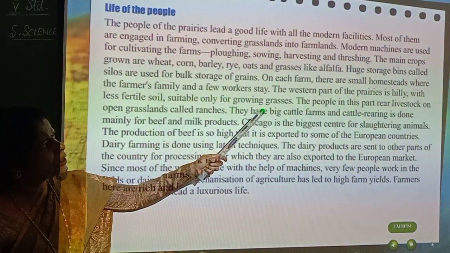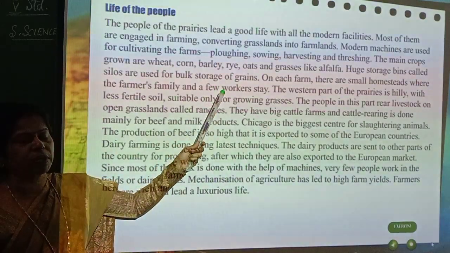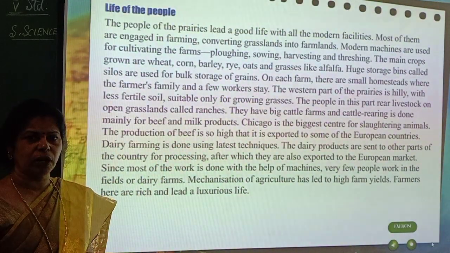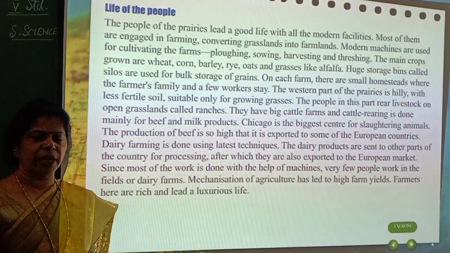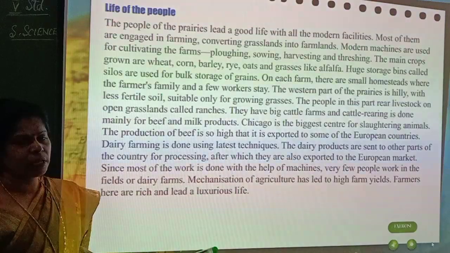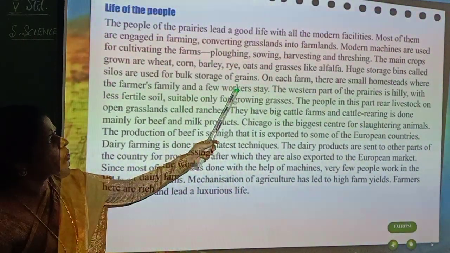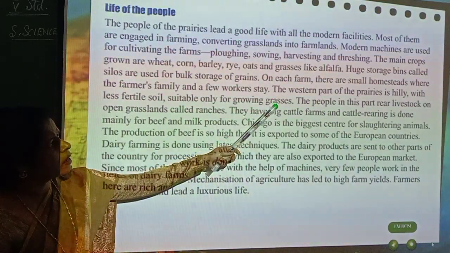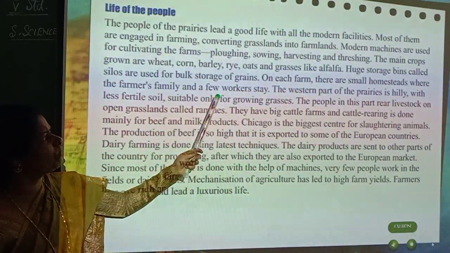Huge storage bins called silos are used for bulk storage of grains. Kanaja, what you call we call kanaja. Big granaries will be there, wherein you are going to store the food grains. That is called silos. Silos means in Kannada is kanaja. So storage of grains.